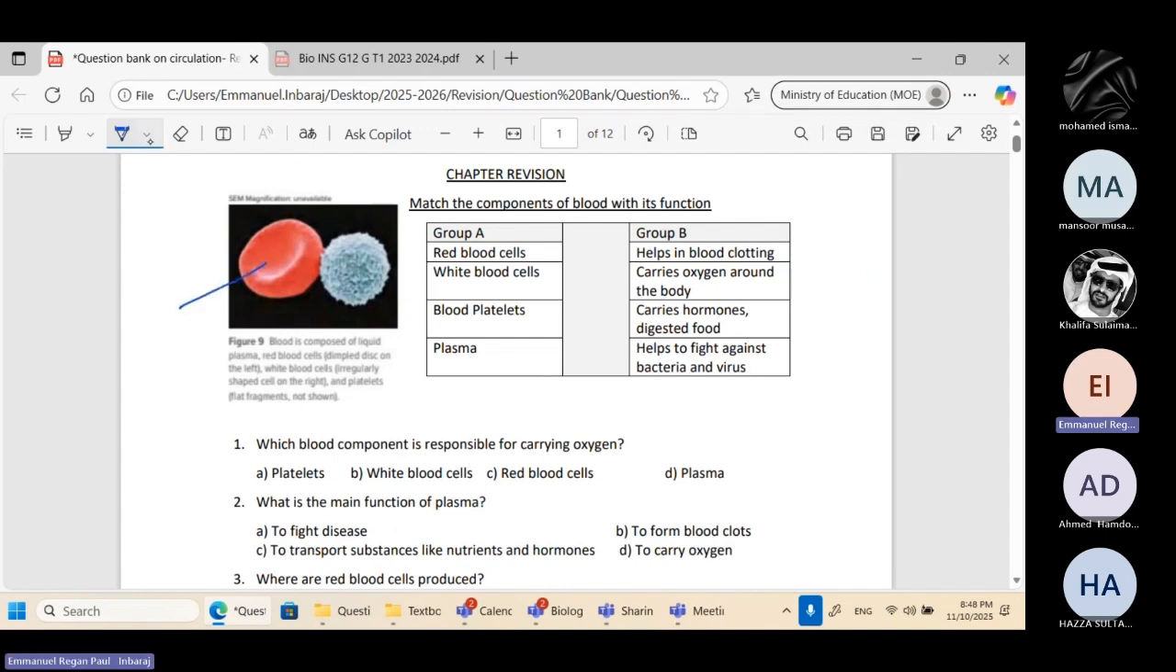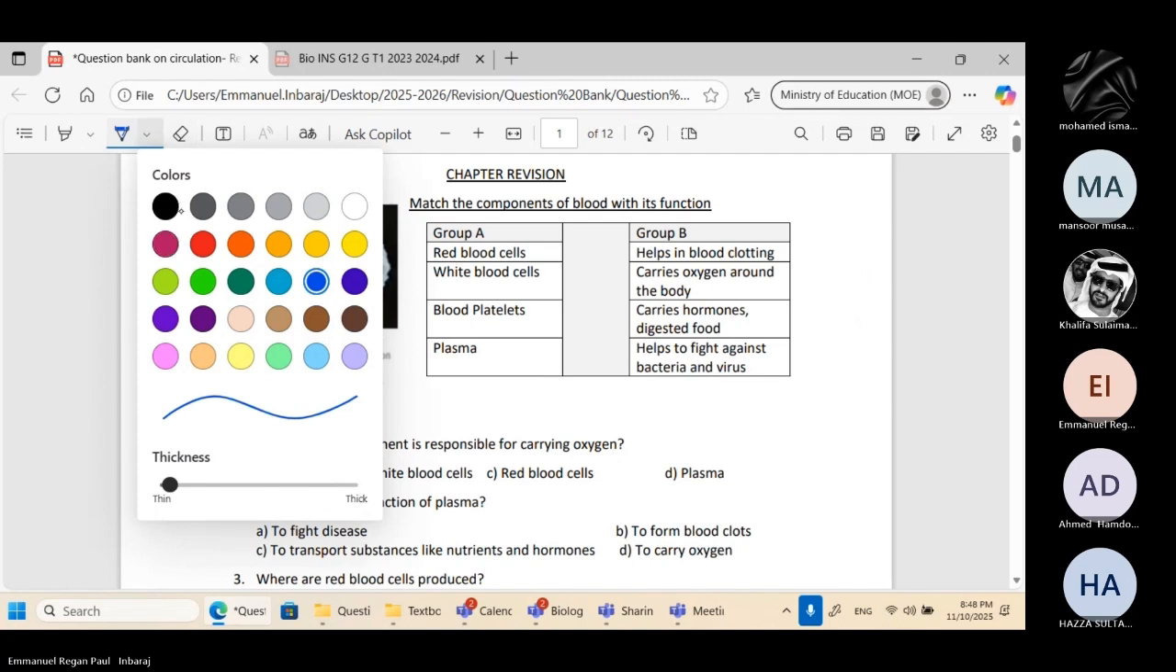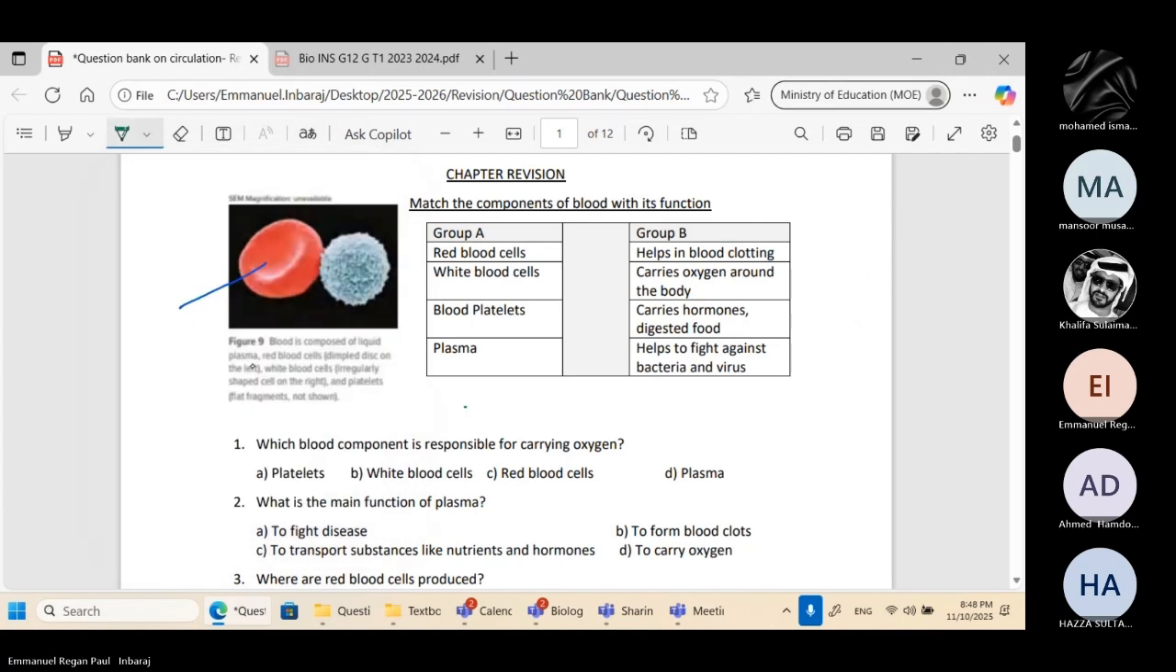What is this? Yes, someone tell me what is this? This is a red. Yeah, this is the red blood cell, RBC, red blood cell, and this one is the white blood cell.